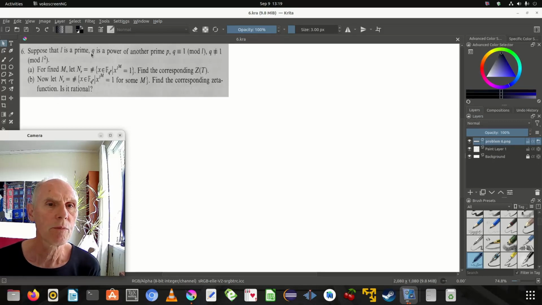L is prime, Q a power of P, and Q is equivalent to 1 modulo L, but not modulo L squared. Compute the set of T for the number of solutions, roots of unity, to a fixed power of L in FQ to Rth. I think it's time for an example to get a grip of what's happening here.